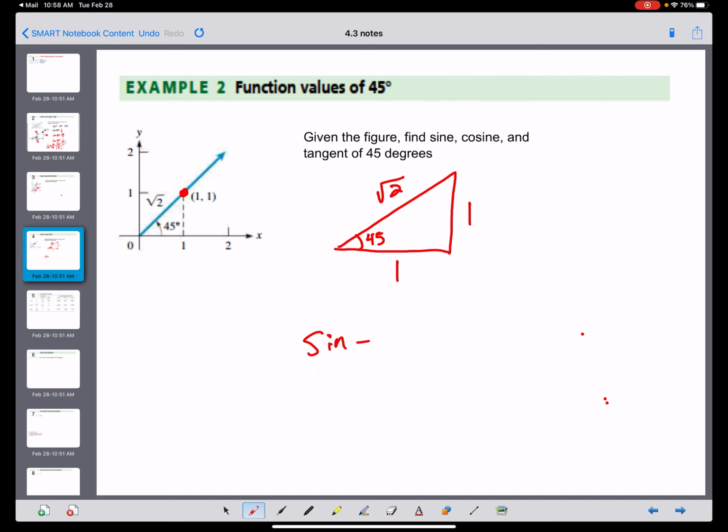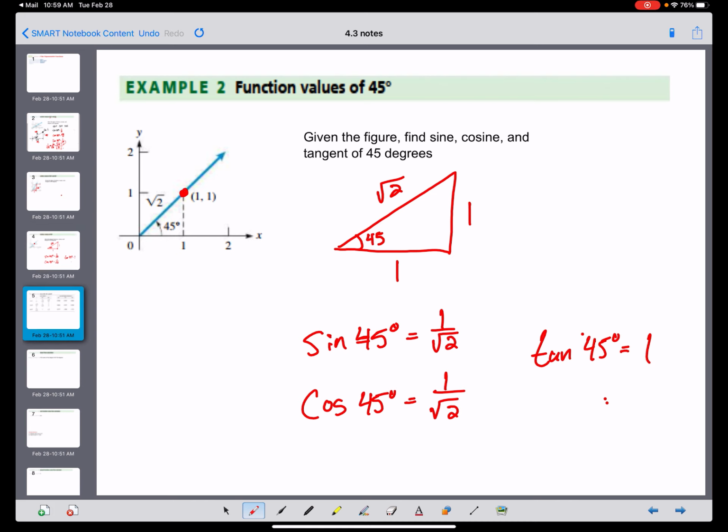The sine of 45 degrees is equal to 1 over square root of 2. It's not proper, but I'll just leave it like that. Cosine of 45 degrees is equal to also 1 over the square root of 2. And then tangent of 45 degrees is equal to 1. All right, so keep it moving.